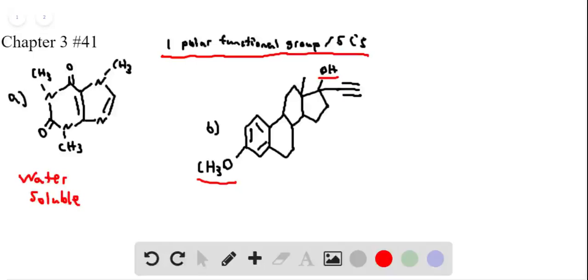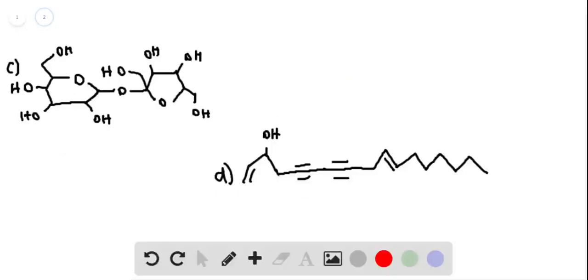We have 3 6-membered rings and a 5-membered ring, and then some branches and stuff. So well over 10 carbons. And so the answer to B is going to be not water soluble. Because remember, in order to be water soluble, it needs to have one polar functional group per 5 carbons. And that's not the case in B.